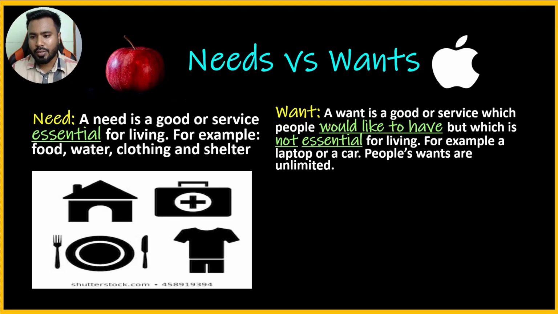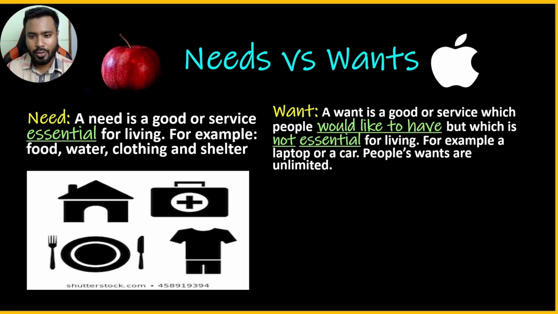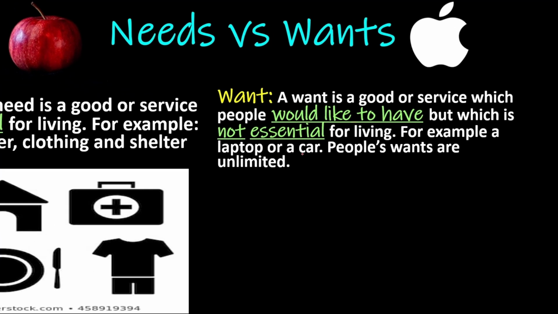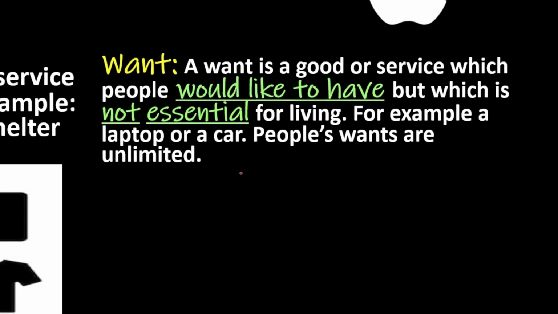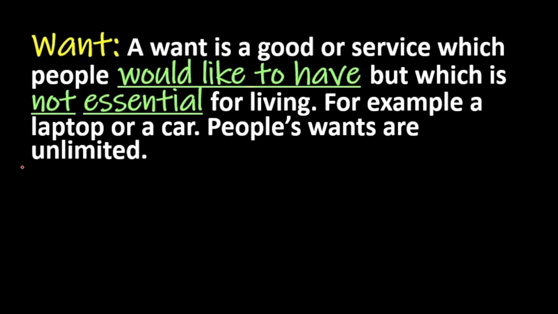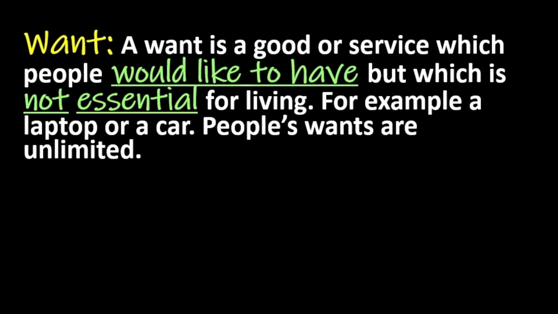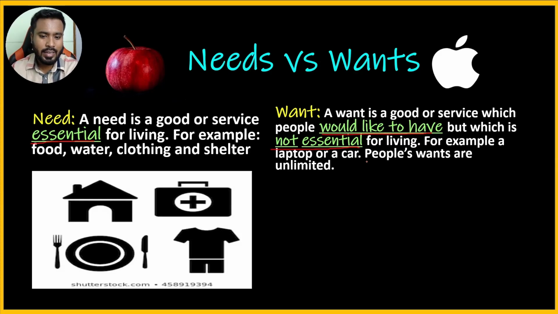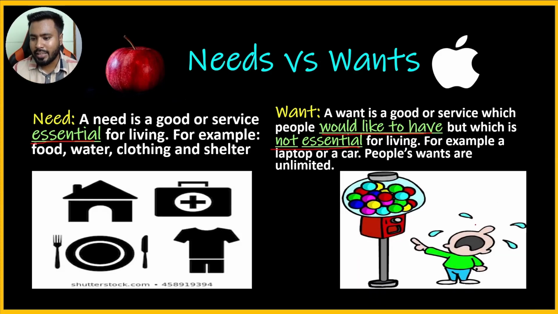Whereas a want is a good or service which people would like to have, but which is not essential for living. For example, a laptop or a car. And remember that people's wants are unlimited. So while answering these questions in your O-Levels, you see I have underlined those important words which you can mention while writing. And this will help you to ace a good result in your O-Levels. For example, you see here, there is a kid who's crying for some candies.